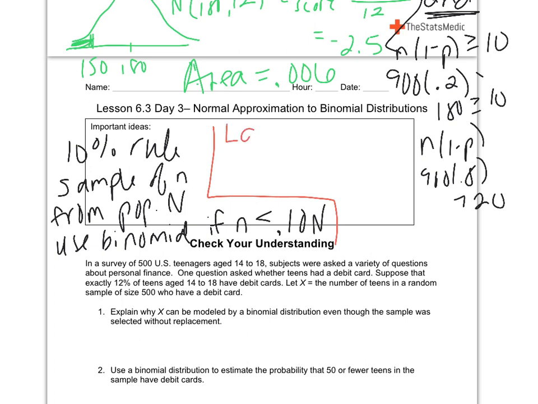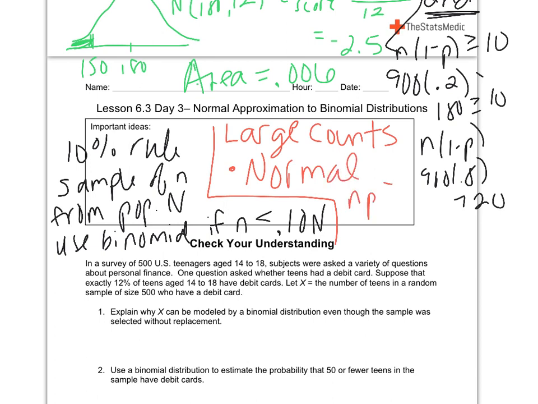So the large counts rule, right? Our large counts being that if those conditions are met, if n times p is greater than or equal to 10, as well as, they both have to be met, not just one of them, n times 1 minus p is greater than or equal to 10, okay, I can use a normal distribution to model my binomial. I can assume that normal and use that normal distribution to model the binomial, right?